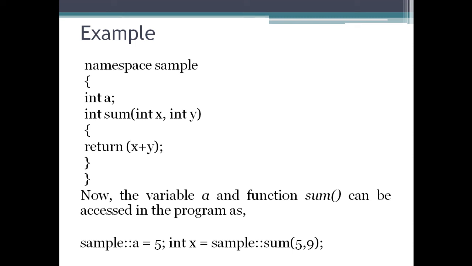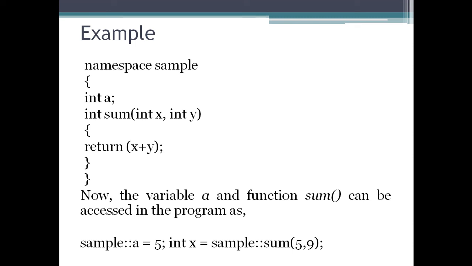We have the specific syntax: sample scope resolution operator a equal to 5. Similarly, int x equal to sample scope resolution operator sum(5, 9). So there are two different ways we can access. Whenever you are accessing the variable a and the function sum in a program, we have specific syntax. Because a is a member defined in the namespace sample, if you want to initialize a value, the simple syntax is sample colon colon, that is the scope resolution operator, a, and we are assigning the value 5.